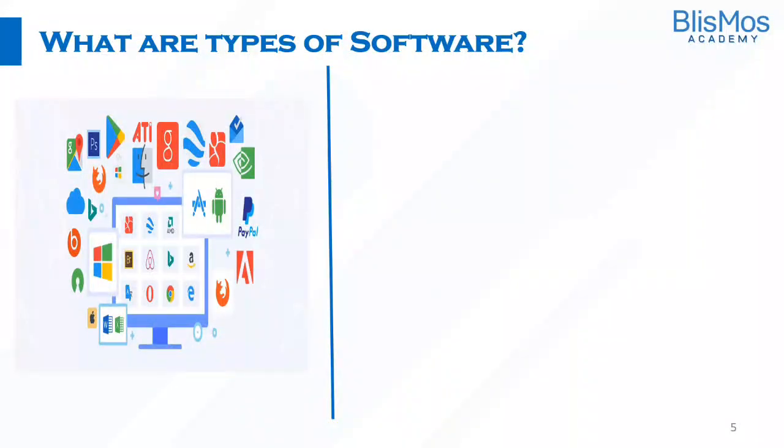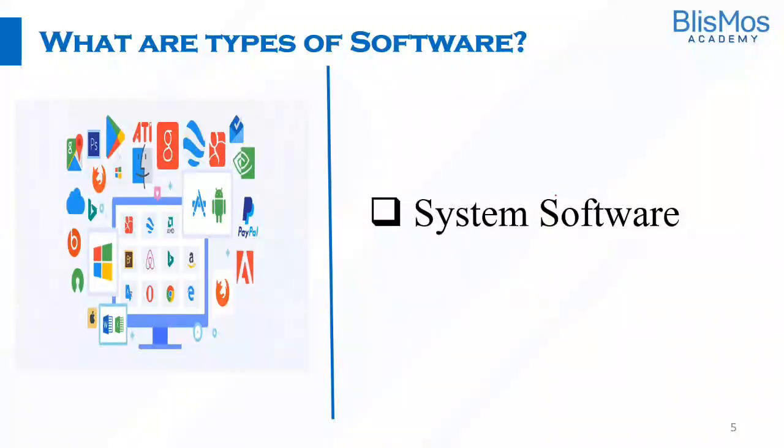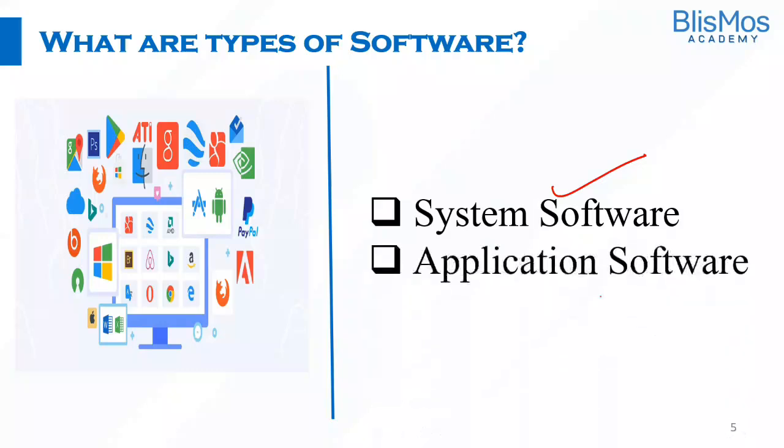What are the different types of the software? At a very, very high level, we have system software. The second one being application software. Let us understand both of them in a bit more detail.